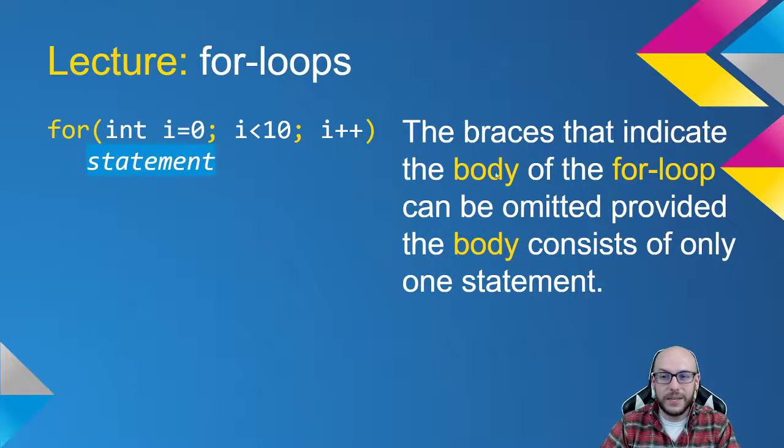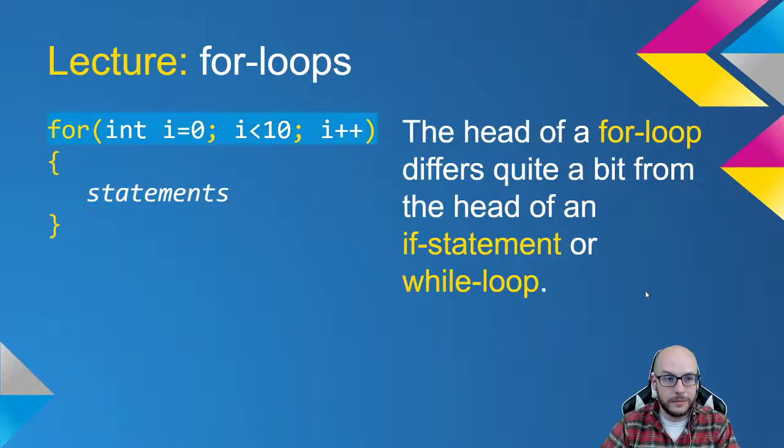The braces that indicate the body of the for loop can be omitted provided there is only one statement. This particular property was not very common with our while loop, but it becomes a lot more common with our for loop. Part of that is because with our while loop, incrementing the variable was one of the statements that traditionally would appear in the body of the while loop. However, the for loop moves that, it becomes part of the header, so this is actually going to be a little bit more common of a possibility.